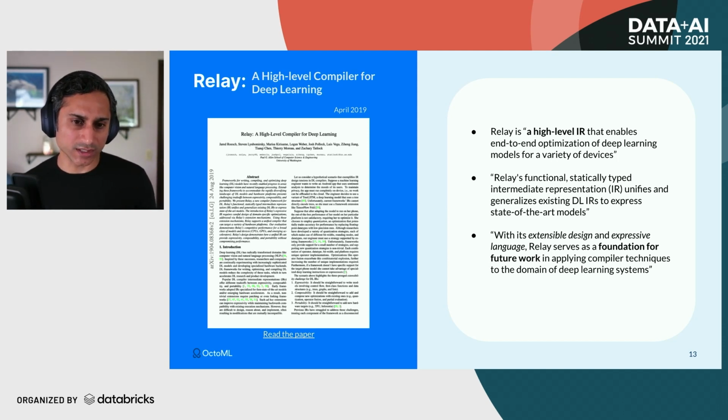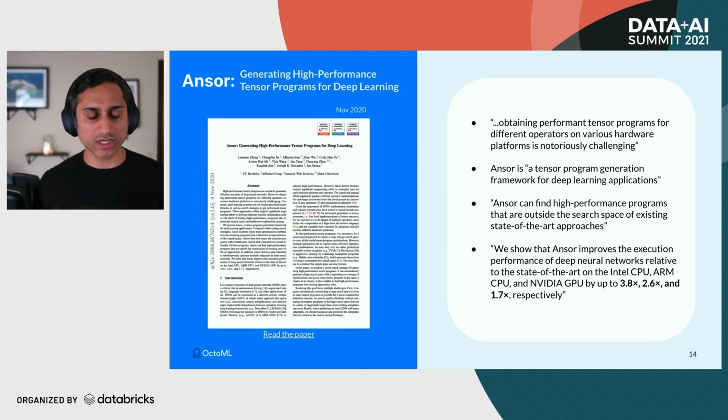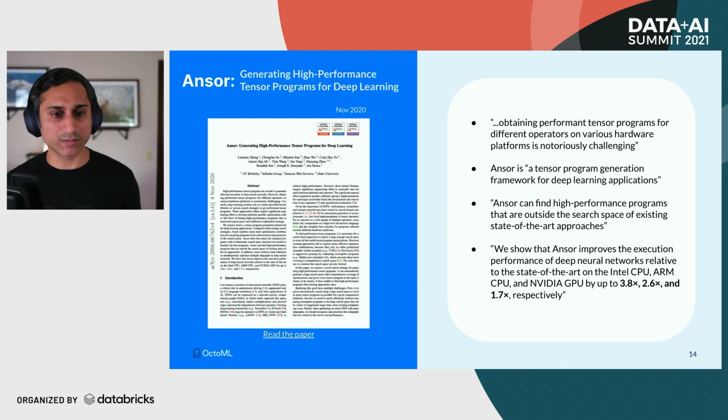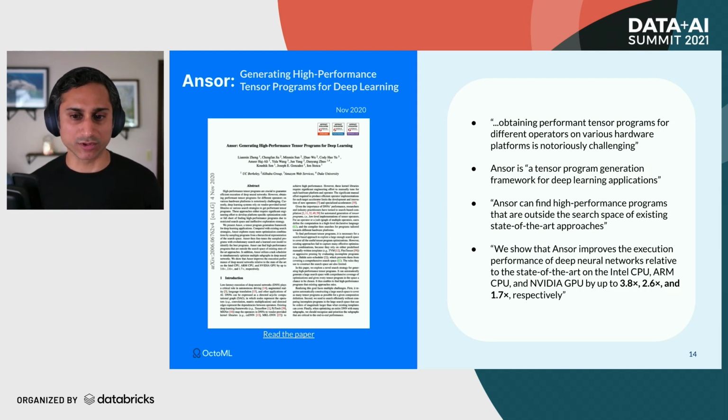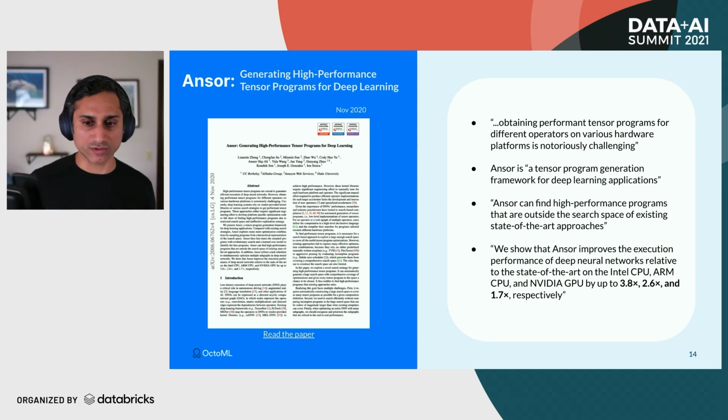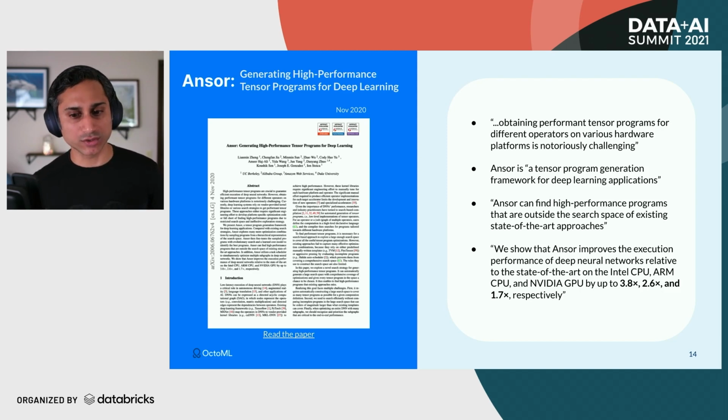And then finally, the third foundational paper in the space is Ansor, which is for generating high performance tensor programs for deep learning. Essentially, Ansor is a project for searching the space of possible optimizations. So Ansor can find high performance programs that are outside the search space of existing hand-tuned state-of-the-art approaches.